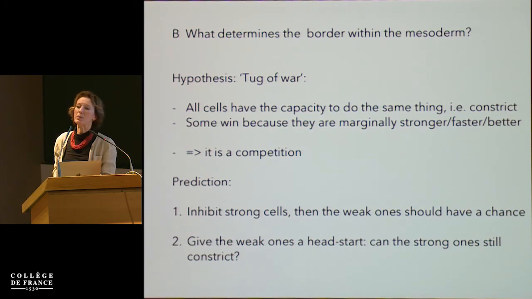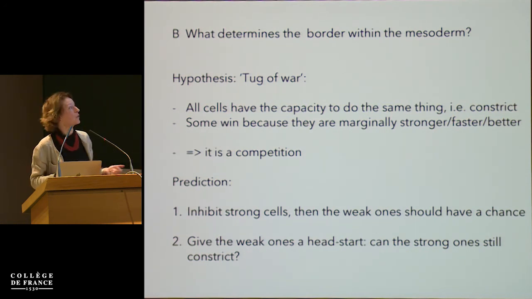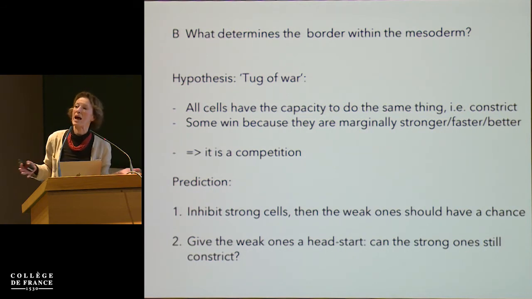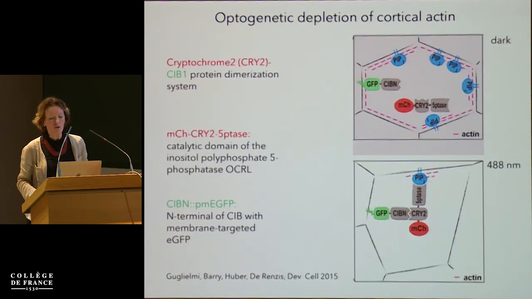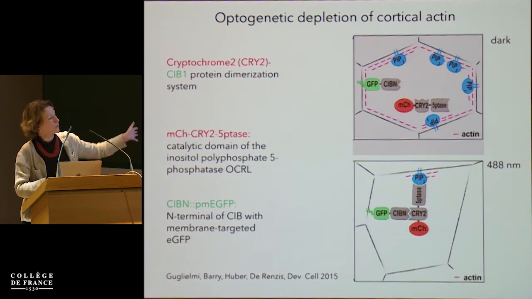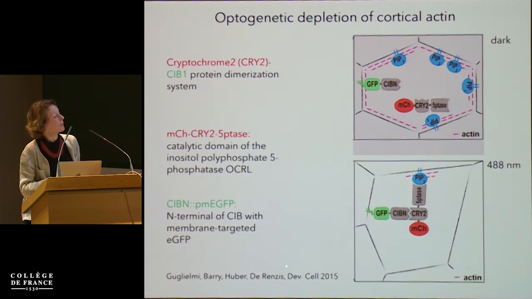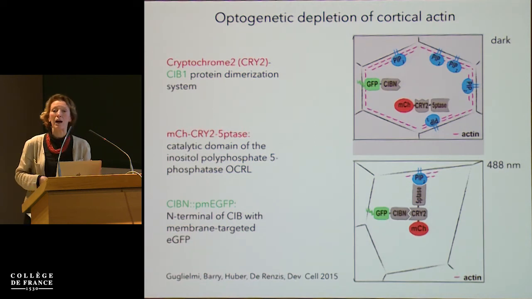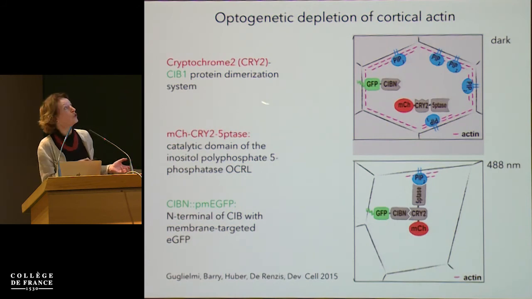Now that makes predictions. For example, if we were to inhibit the strong cells, then the weak ones ought to be able to show their capacity and constrict. And similarly, you could give the weak ones a head start and ask, what does that do to the strong ones? And to do that, we used optogenetics. I think I'd better not explain this. It's a system that was developed in HeLa cells, but was adapted for Drosophila by the Dorenzis lab, and it exploits light-sensitive dimerization between two components, where one is fused to GFP in the membrane, and the other contains a phosphatase that will nibble off the phosphates of PIP2 and thereby disallow the cortical actomyosin meshwork to attach to the membrane.